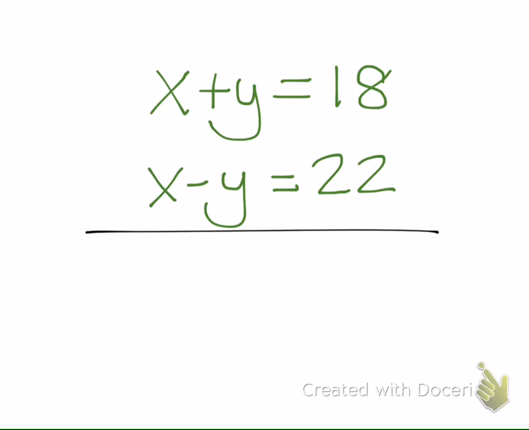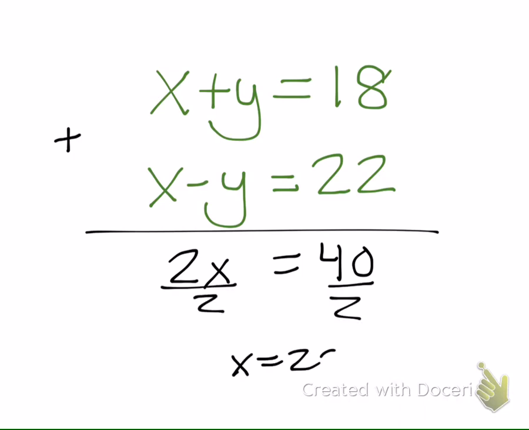Now, this is a rare case that it doesn't matter if you add or subtract. Because if you add, the y's are going to be eliminated. If you subtract, the x's are going to be eliminated, right? So you can actually do either one here. When given the choice, I would add. 22 plus 18 is 40. 1x plus 1x is 2x, because 1y plus negative 1y went away. Undo that multiplication by 2. And I get x is 20.